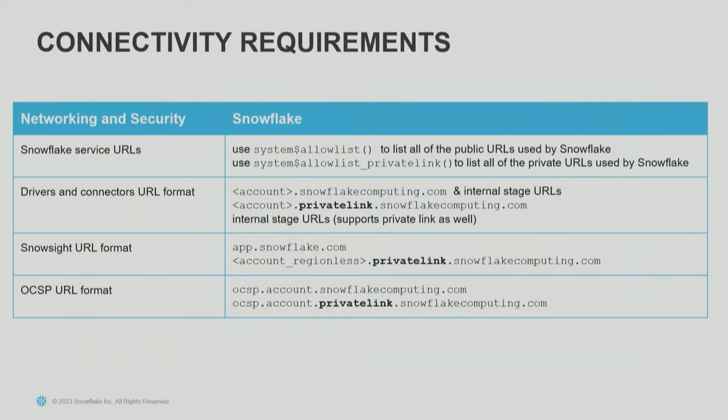Now, when you think about private link connectivity and both public and private, it creates a lot of URLs that Snowflake supports. And sometimes it can be very intimidating. So how do you keep track of these? That's why we have the system allow list function, allow list private link and allow list, that give you all the URLs that you would need to manage that connectivity.